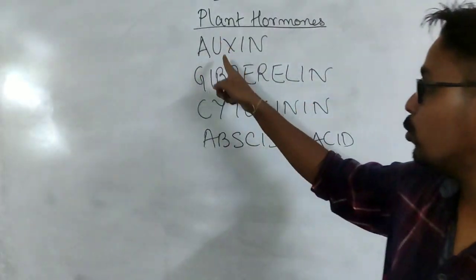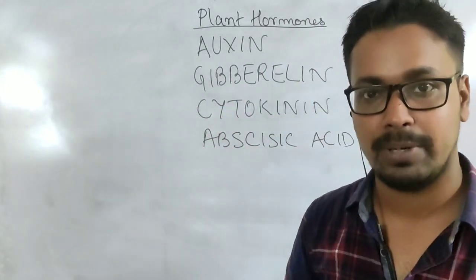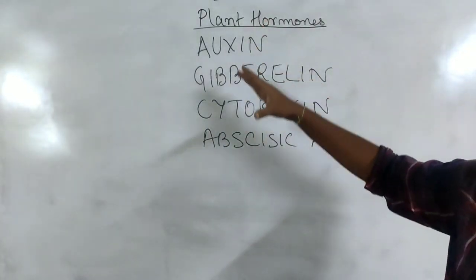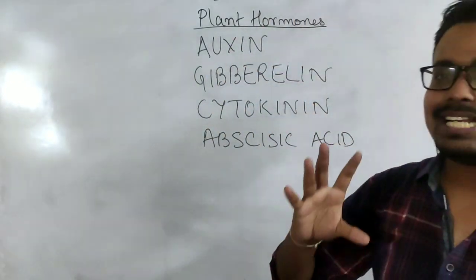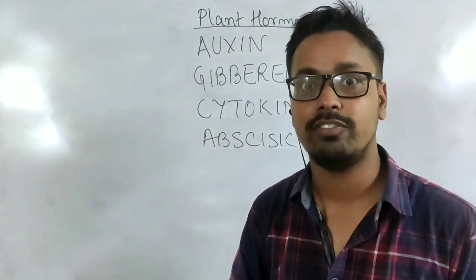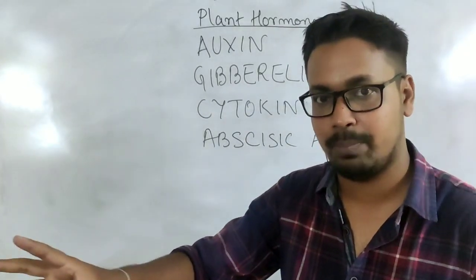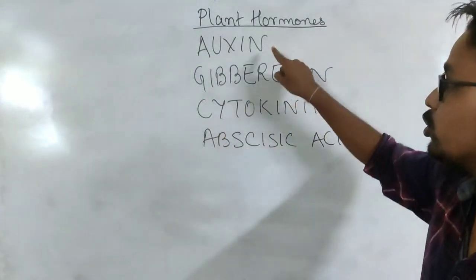Here are the 4 most important plant hormones that help in the growth and development of the plant and actually help in coordinating the growth of the plant. So how do these work? Auxin is the first hormone in the list, and auxin is responsible for the elongation of the plant parts. So whenever you see any growth in any particular portion of the plant, suppose the tip of the plant which is growing faster and faster, that is because of auxin.